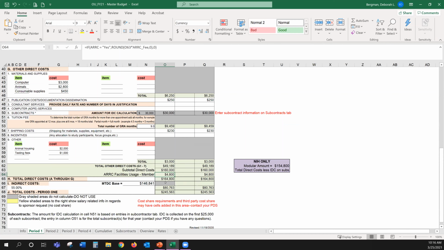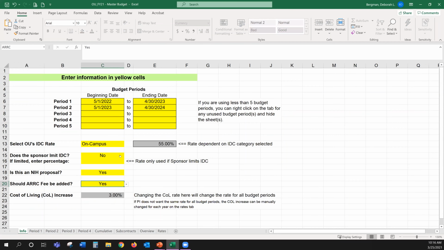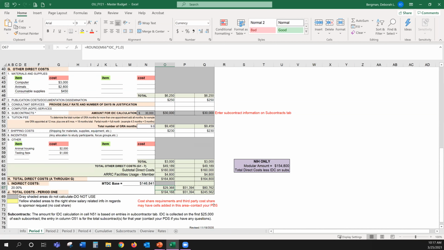Indirect costs. Down the bottom here, we have indirect costs, which are also called F&A, facilities and administrative costs, IDC, overhead. Different sponsors use different names. They're automatically calculated based on the rate that was shown on the info tab. Right now, it's showing our basic rate of 55%. But if we did have a limitation from the sponsor, we would select yes and put 20%. And then we come back here, you can see that that amount has changed.